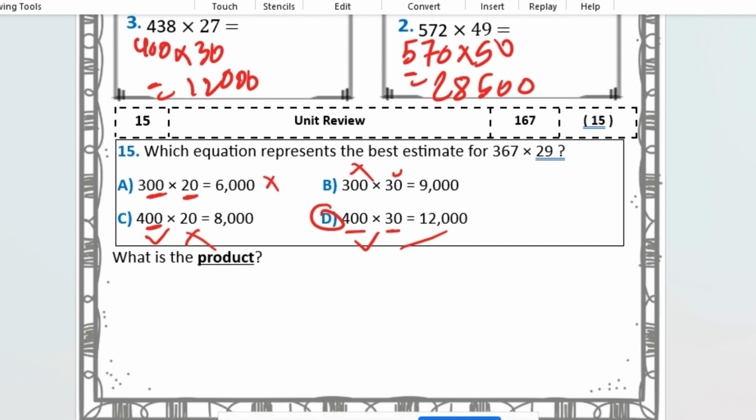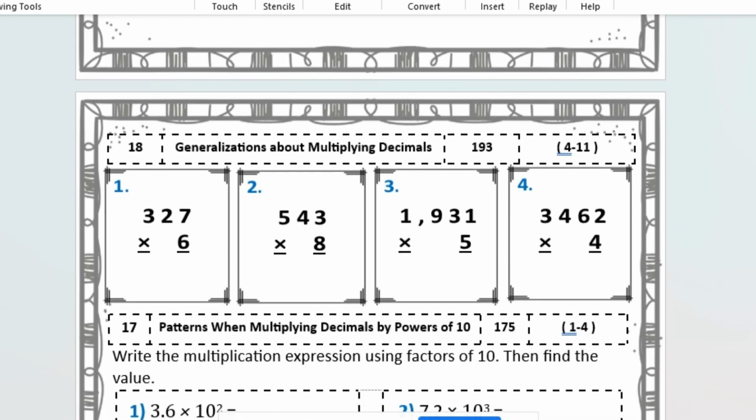Now, what is the product of these questions? So this is simple. 6 times 7 is 42. We write the 2 and the 4 above. 6 times 2 is 12. 12 plus 4 is 16, so we put 6 and 1 above. 6 times 3 is 18 plus 1, it's 19, so the answer is 1962.